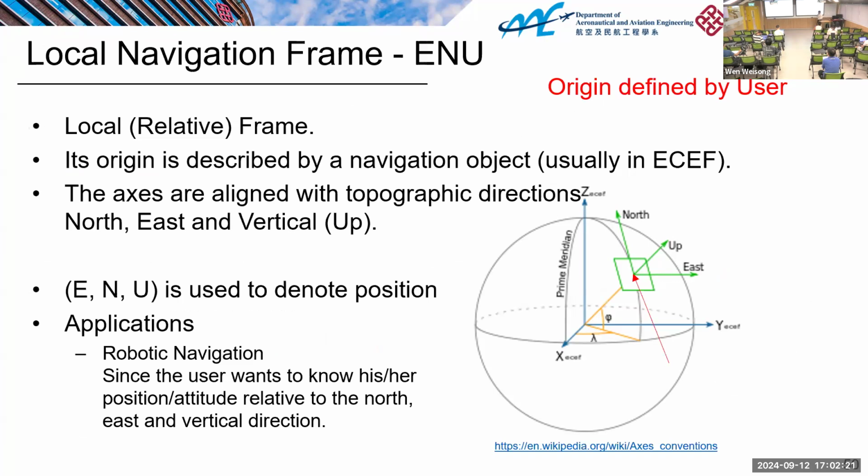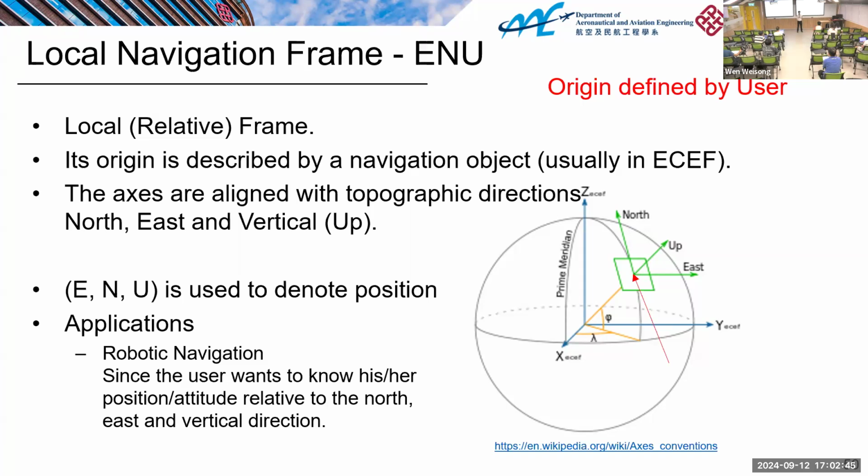So for example, this drone is flying from this point, and it will fly to this point. The ENU coordinate is going to describe what distance the drone has traveled in the north direction, east direction, and up direction. So this is much physically easier to understand, right?